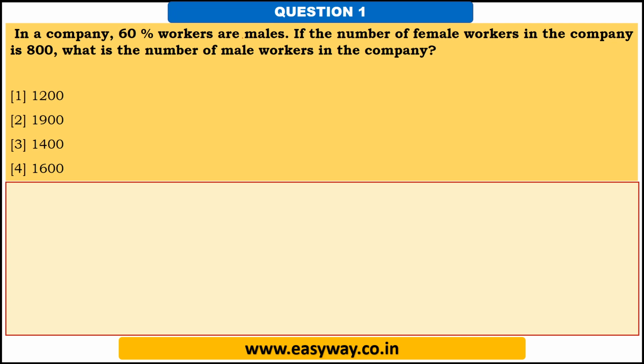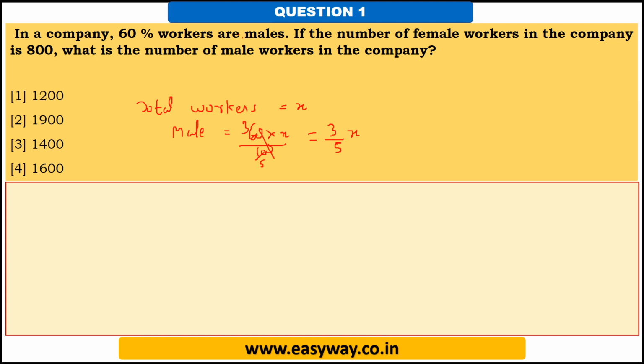Now let us say the total workers be X. So here they have told us the male is 60%. 60% of workers are male. So that means male will be 60% of this X. So 60 into X upon 100. So this 0 cancels, 3 by 5. So the answer will be 3 by 5x. So the number of males will be 3 by 5x.